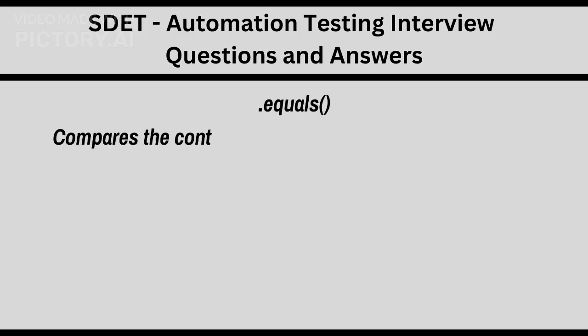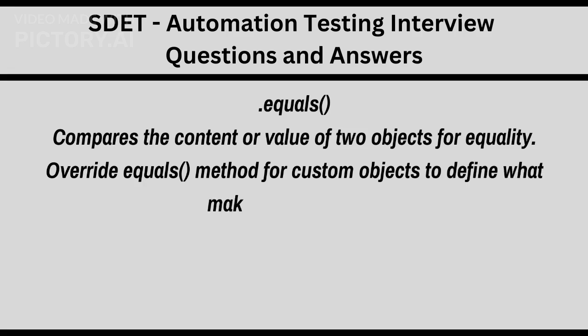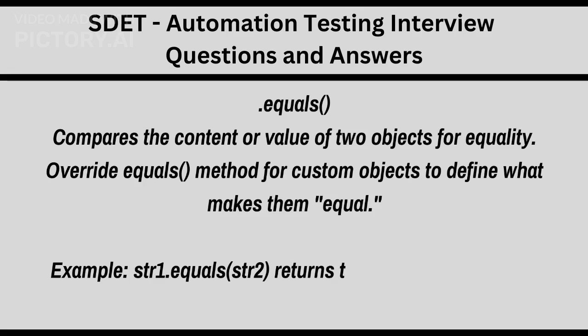equals() compares the content or value of two objects for equality. Override the equals method for custom objects to define what makes them equal. Example: str1.equals(str2) returns true if both strings have the same characters.